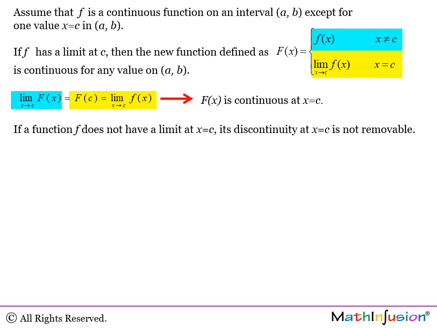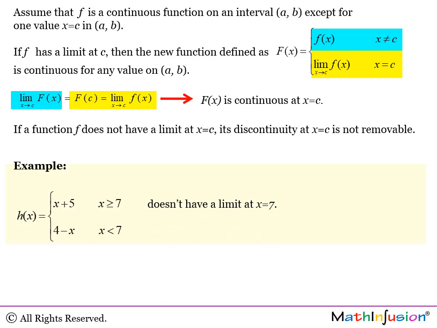If a function does not have a limit at x equals c, then we can never remove this problem. There will be no way to fill in the point. For example, this function g(x) does not have a limit at x equals 0. So it will be impossible to fill the point where x equals 0, which means there is no way to remove the problem, and there is no way to fix this one to be continuous at x equals 0.